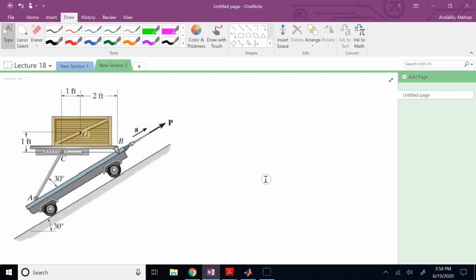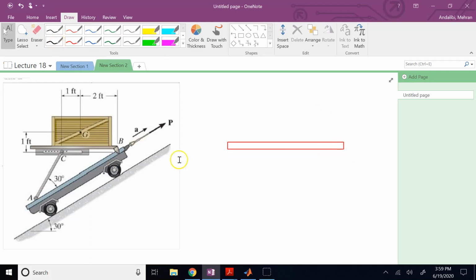So here, what I am interested in is this member BC. This guy here. Not sure if I can get it very easily or not, but I'll try. No, that's okay. So let's say this is that member, this member BC. What are the forces acting on BC?